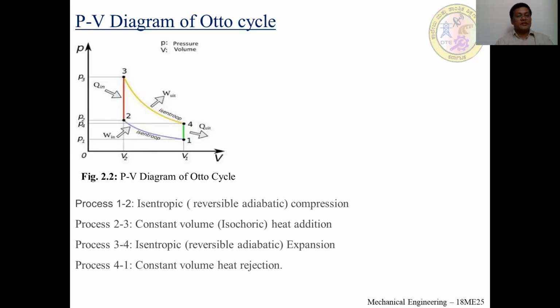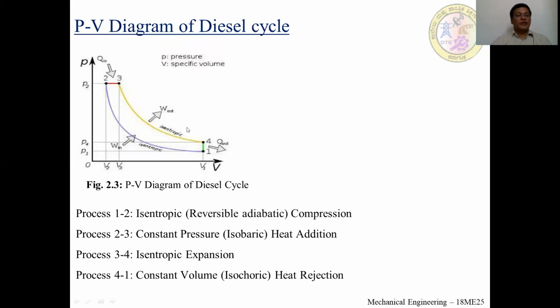Then the last process is from 4 to 1, the constant volume heat rejection process. In this process, the piston stays at BDC for a particular time period. During that duration, heat is rejected from the working fluid, and parameters like pressure and volume vary. In process 4 to 1, the pressure decreases from P4 to P1, whereas the volume remains constant.